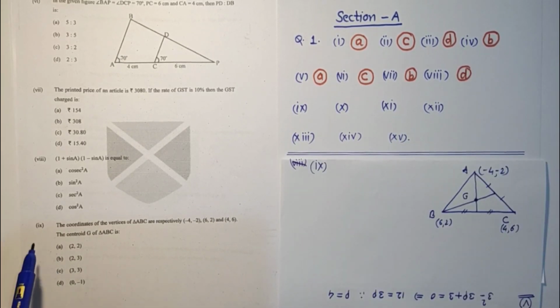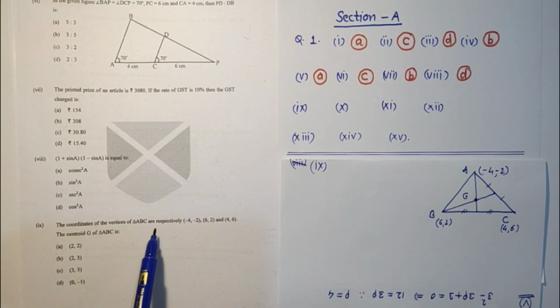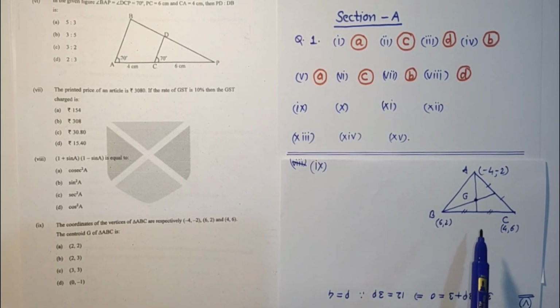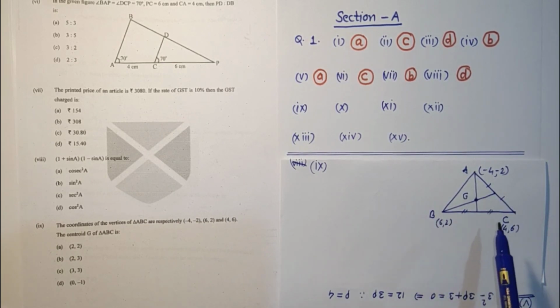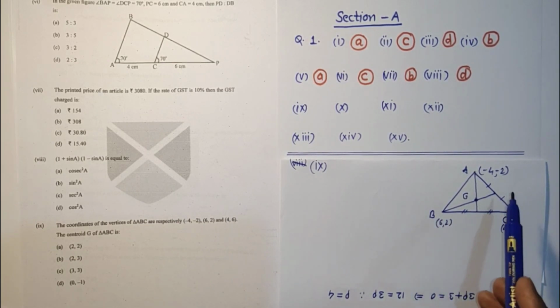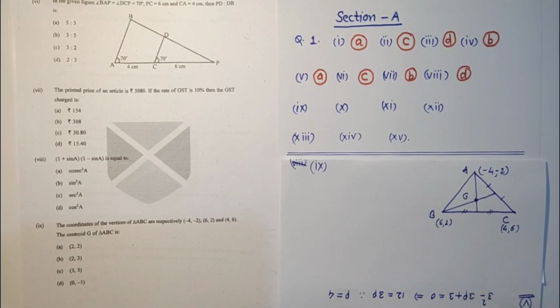In subpart 9, the coordinates of the vertices of a triangle are given, and we have to find the centroid. Centroid is the intersection point of medians, and the coordinates of the centroid will be the average of x coordinates comma average of y coordinates, that is average of abscissa comma average of ordinate.